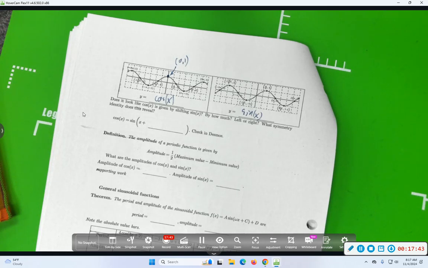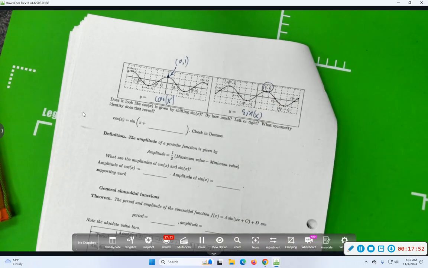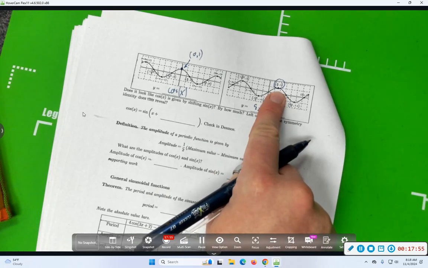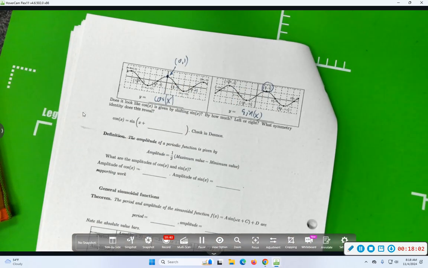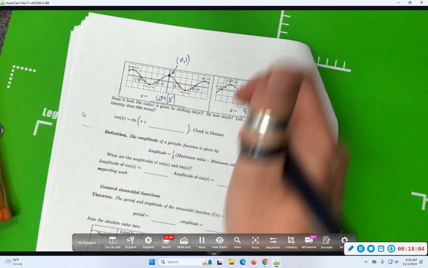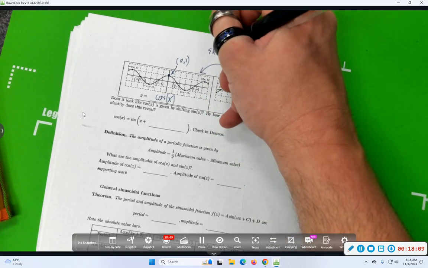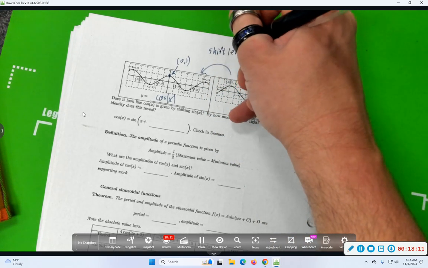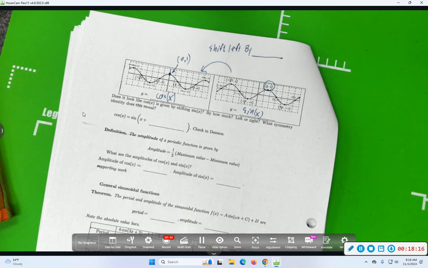Zero. Sine of x, not cosine of x. Pi over 2, comma 1. There's a peak. So if I take that peak and just shift it to the right until it lands on 0, 1, will that give me the exact same graph as cosine? Cool, so if I start with sine of x and shift left by some amount, I'll get cosine of x.